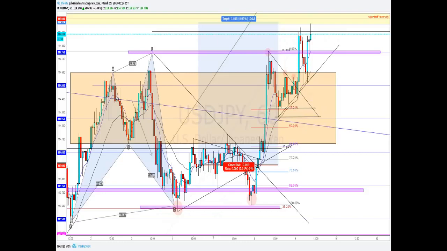Would you have waited to enter once the support was retested? Are you talking about this double bottom right here? If you didn't get in here somewhere, you're talking about waiting for this?